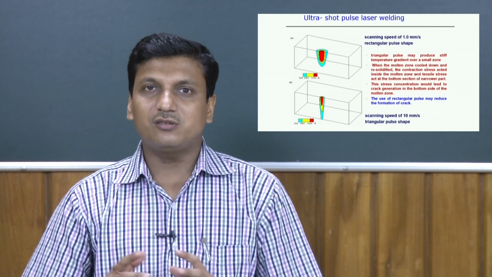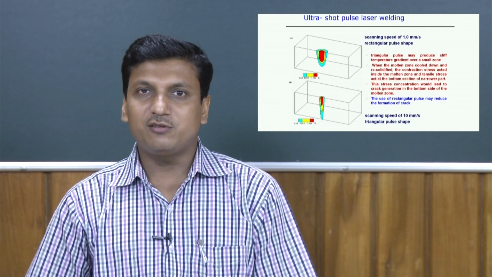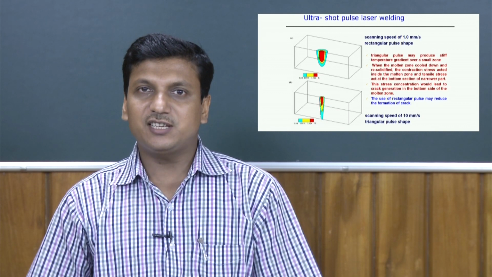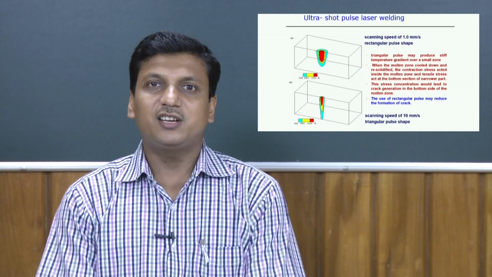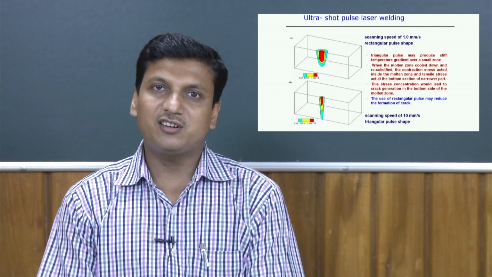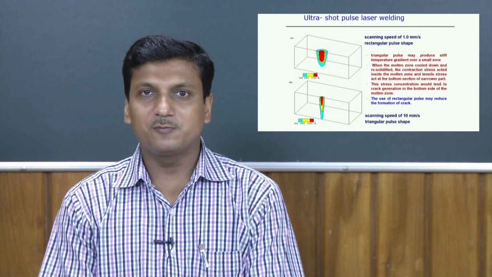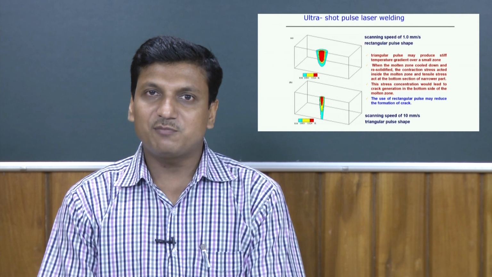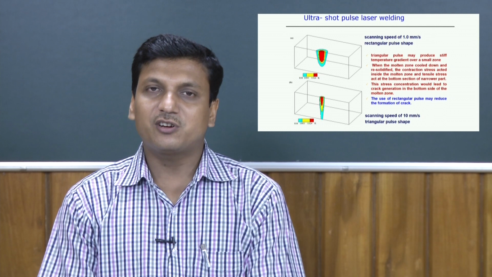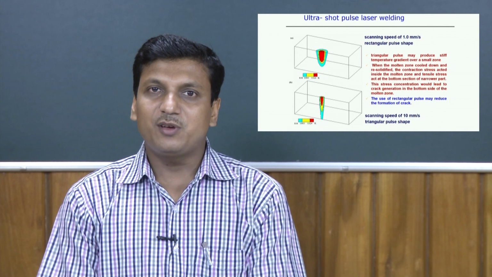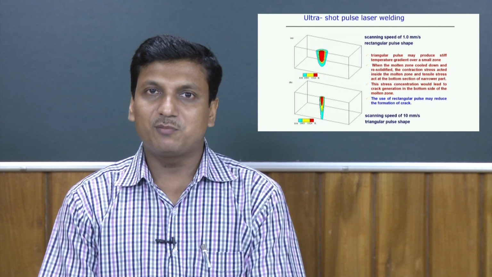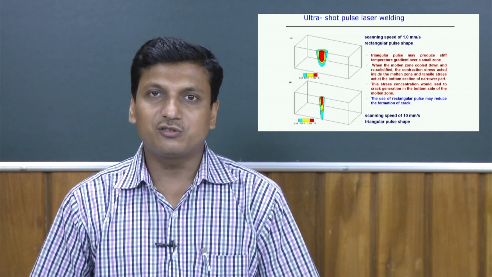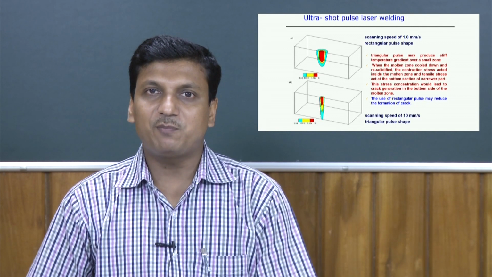So, the purpose of this analysis is to find out how the shape of the pulse influences the temperature distribution within the body, and that temperature distribution is also responsible for creating any distortion or residual stress. At the same time, whether there may be the formation of a crack can also be linked with the distribution of the temperature. So, the distribution of the temperature is also influenced by the shape of the pulse.